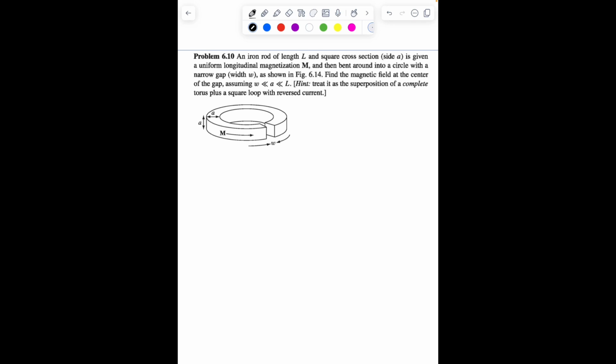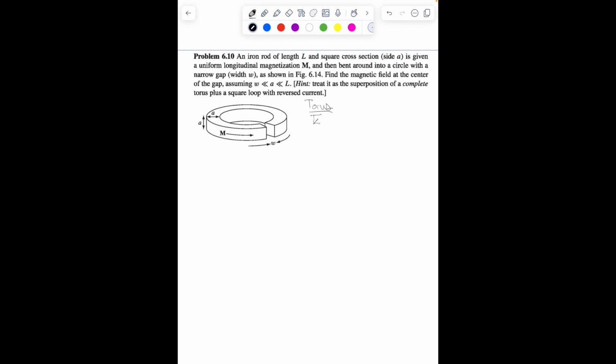rod. So, as the hint suggests, we're going to be treating this problem as a superposition of a complete torus, which would be if this gap did not exist, plus a square loop with a reversed current. So for the first section, for the torus section, we are going to be imagining that this gap didn't exist. We're going to be dealing with bound currents.